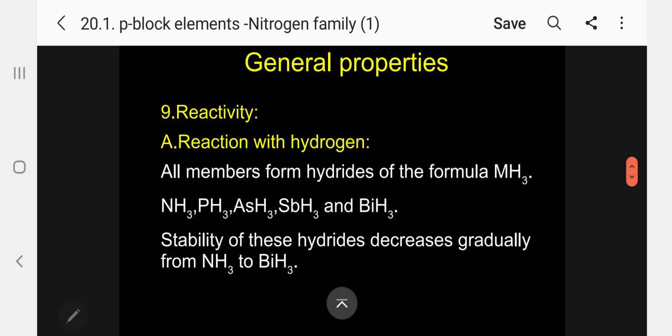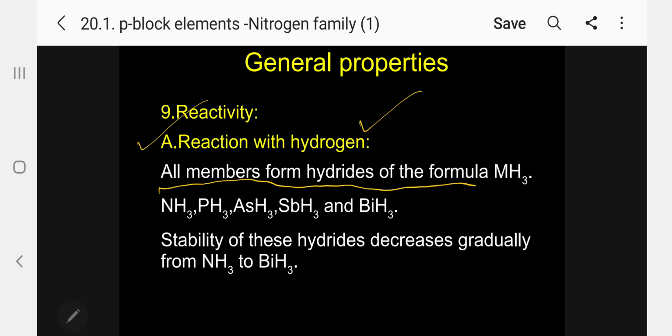Coming to reactivity, the most important property among them all. Let me take the first one: A, reaction with hydrogen. The nitrogen family reacts with hydrogen. All members form hydrides of the formula MH3, where M stands for the nitrogen family, that is nitrogen, phosphorus, arsenic, antimony, bismuth. So they form NH3, ammonia, PH3, phosphine, AsH3, SbH3, and BiH3. These are hydrides. Kindly follow.